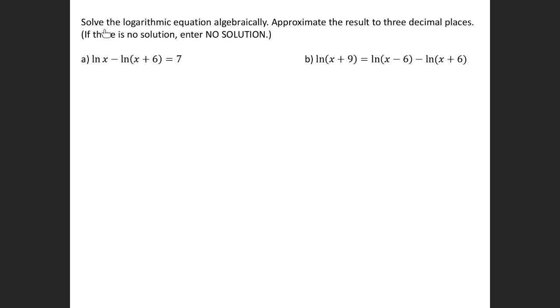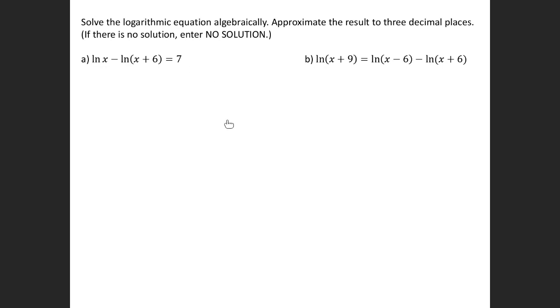And so now we keep adding more and more logarithms in there, right? It says solve the logarithmic equation algebraically: natural log of x minus natural log of x plus 6 is equal to 7.